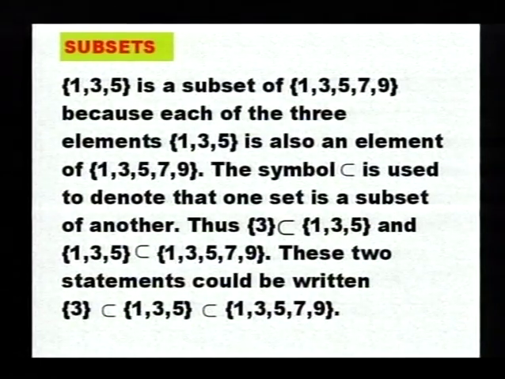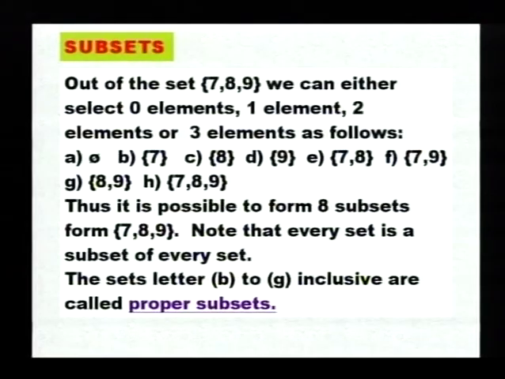3 is a subset of {1, 3, 5}, and {1, 3, 5} is a subset of {1, 3, 5, 7, 9}. In other words, 3 is a member of the set {1, 3, 5}, and {1, 3, 5} is a member of the set {1, 3, 5, 7, 9}. But it's important that you know that this symbol means subset of. All right, continuing to the next part.